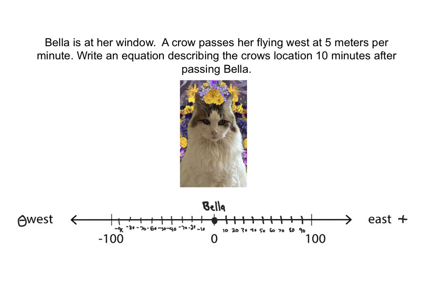How can this look on a number line and with story problems? Well, here we have my most beautiful cat, Bella. Hi, Bella. And Bella is doing her favorite thing. She is sitting at her window. So in this case, our reference point of 0 is Bella's position. And she sees a crow pass by her flying west at 5 meters per minute. We're being asked to write an equation describing the crow's location 10 minutes after passing Bella. Go ahead and pause and see how you might make sense of this.